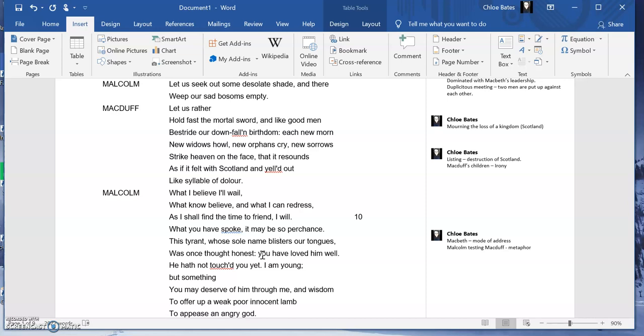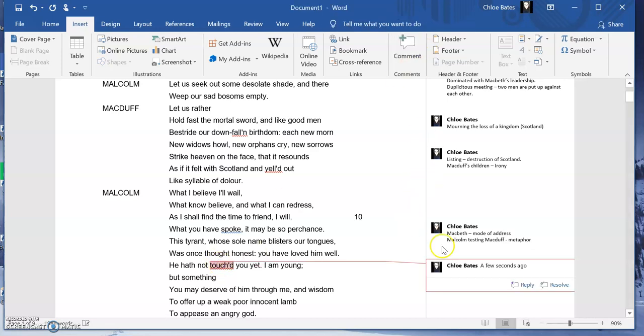"You have loved him well. He hath not touched you yet." Which is interesting, another bit of irony. Because we know Macbeth has killed Macduff's family, so he has touched him in the metaphorical sense.